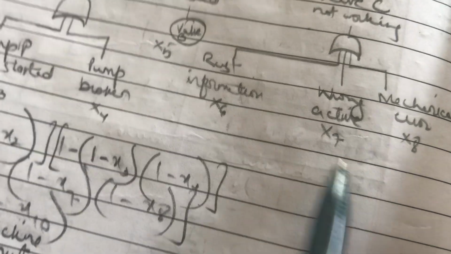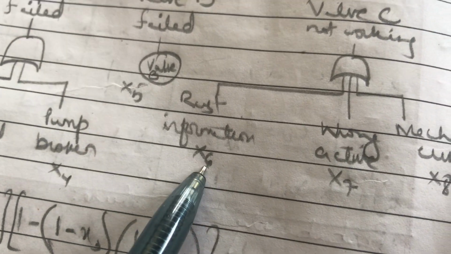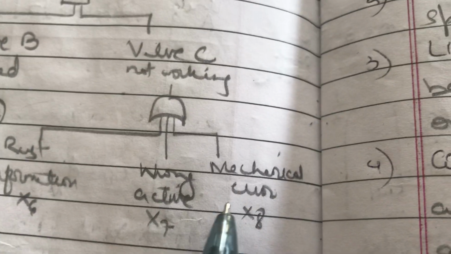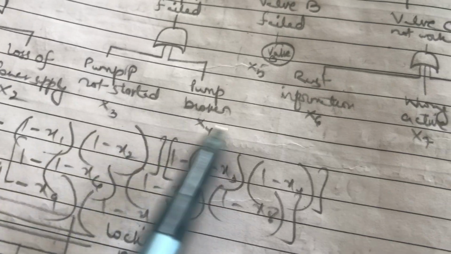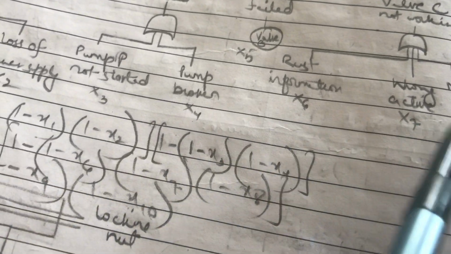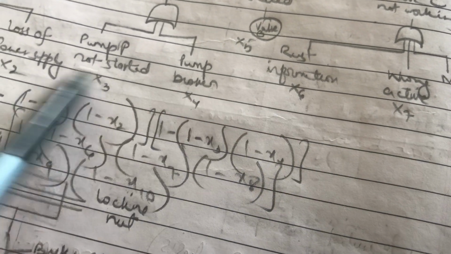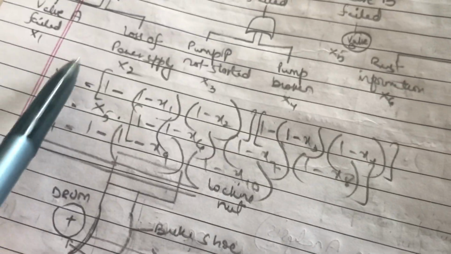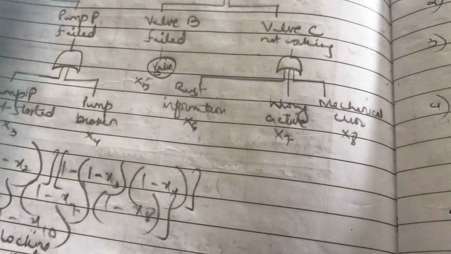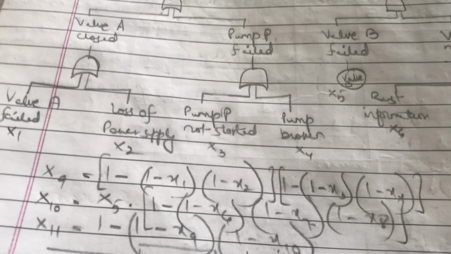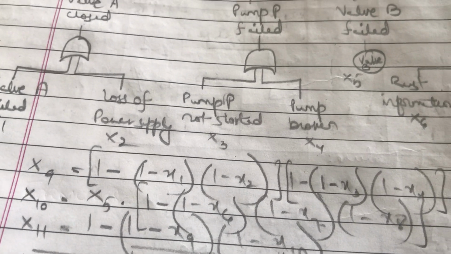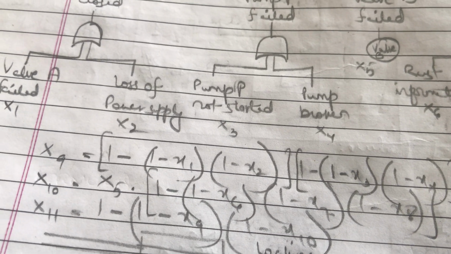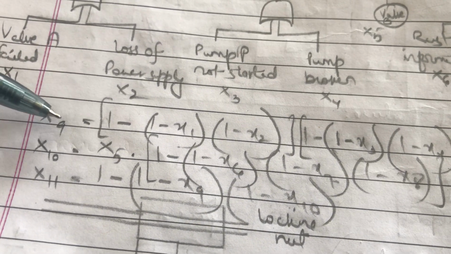And this is x6, and this is x7, and this is x8. Okay, so we have named all of them in the form of xi, from 1 to 8. Now what's next? Now that we have named them x1 to x8, we can write x9 here.